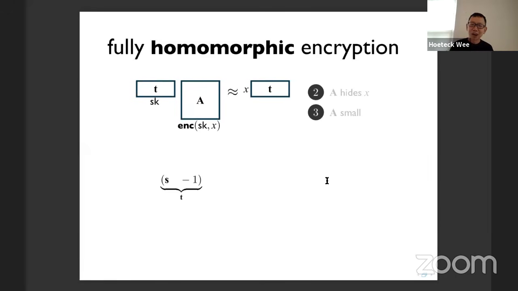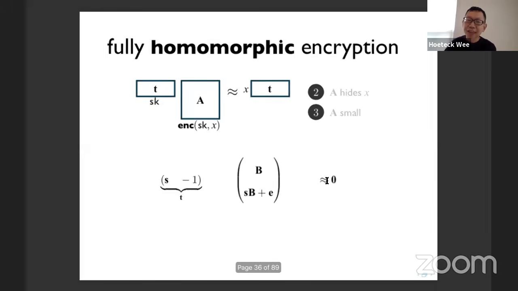So what does T look like now? T is not going to be a uniformly random vector over Z_Q anymore. The first half is going to be uniformly random. The final entry is going to be -1. Note that I put an S here. The S basically is the distribution of the secret S in your LWE assumption.